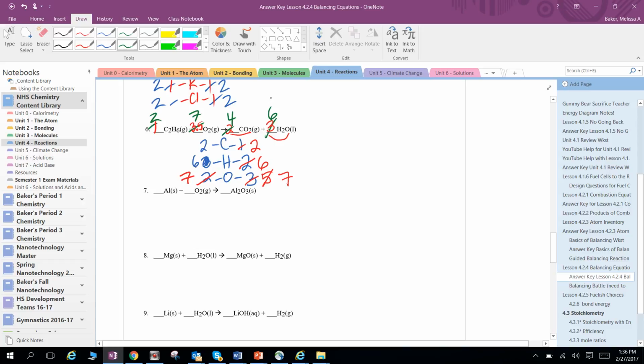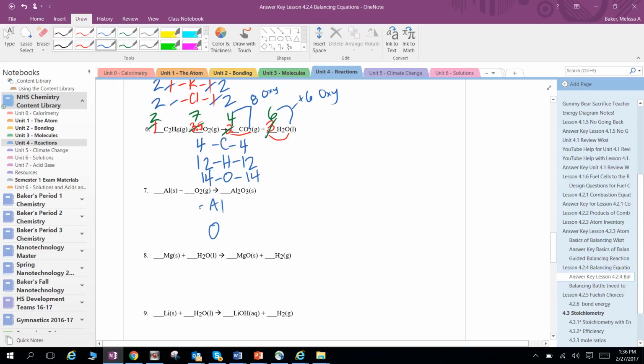Now if I want to go back and re-add up how many elements are on each side, it should work out without having to use a decimal. I've got 4 carbons on the left and right. I've got 12 hydrogens on the left and right. I've got 14 oxygens on the left. 4 times 2, I've got 8 oxygens, plus another 6 oxygens. That's 14 oxygens.